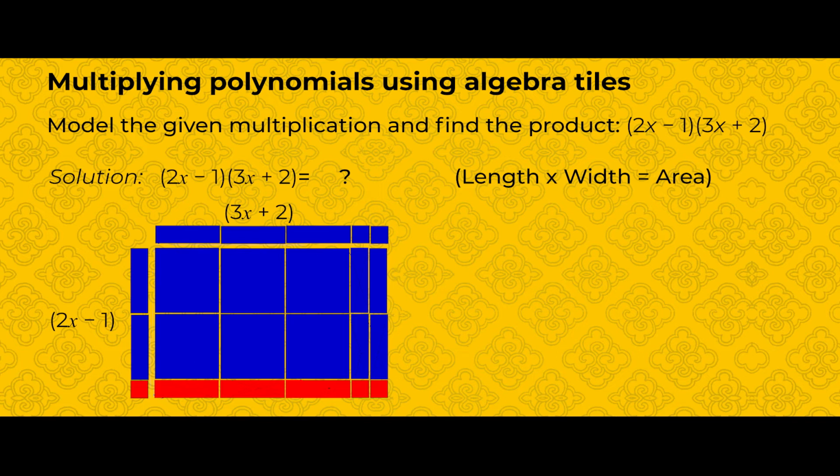If you still remember the zero pair or the zero property, you shall remember that they cancel out each other. So negative 3x will cancel out the 3 positive x tiles, and we'll be left with only 1 positive x tile. And finally, we still have minus 2 unit tiles there, so we take them up. So the area, which is representing the product, is 6x squared plus x minus 2.